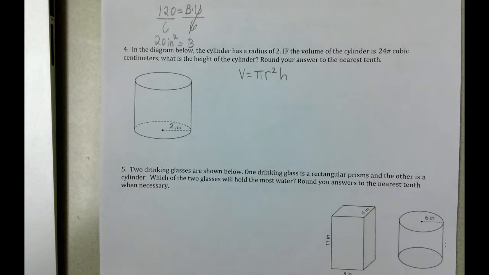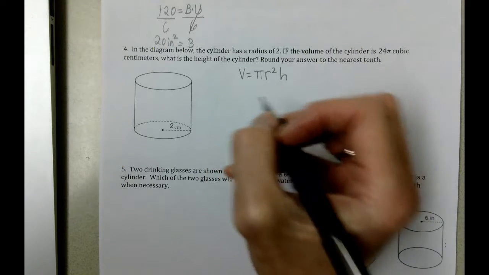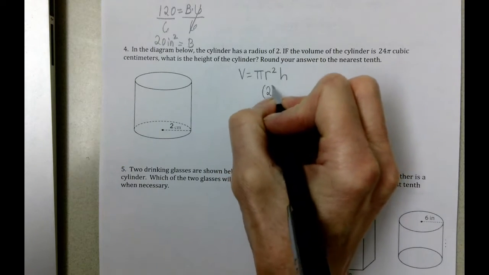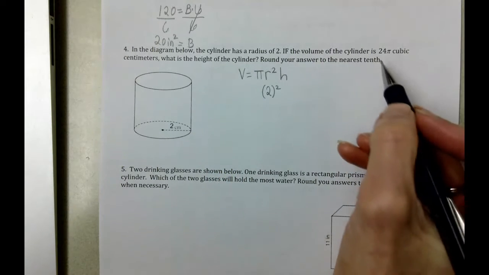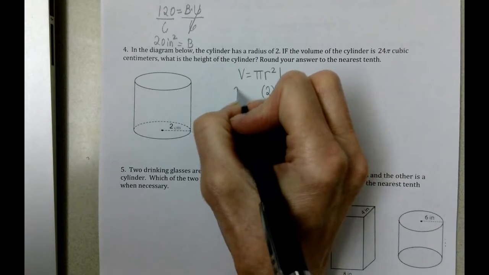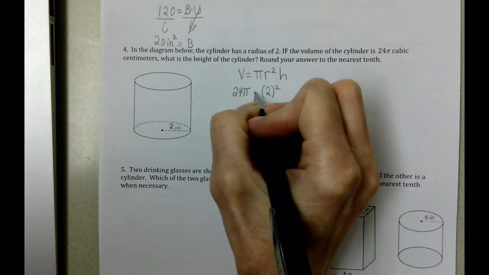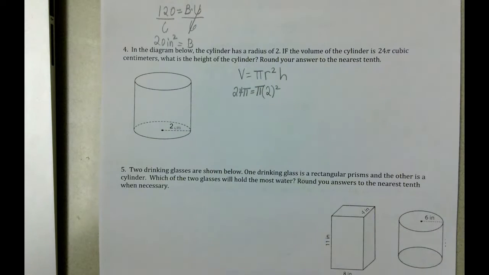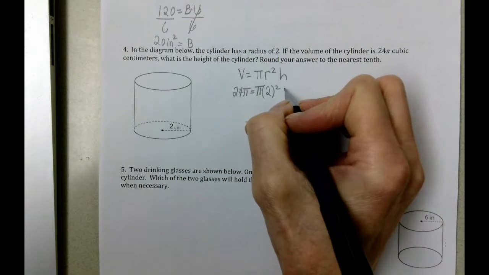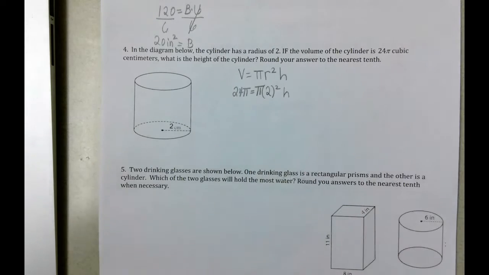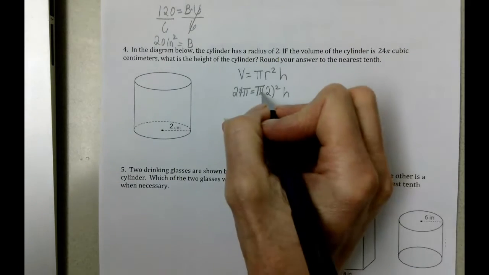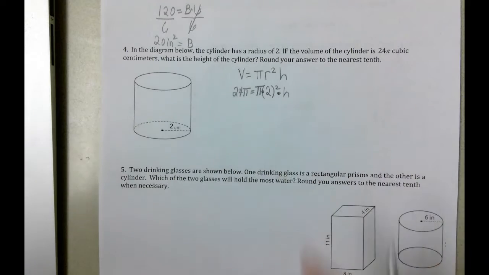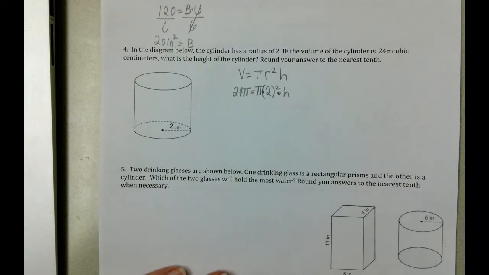And we're working backwards in this one. It says the cylinder has a radius of 2, so we're going to put the 2 in for the radius. And it has a volume of 24 pi. So we still have the pi on the right side of the equation, and we want to know what is the height of the cylinder. All of these are multiplied together.